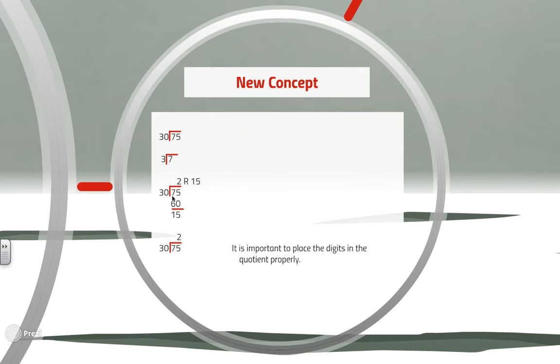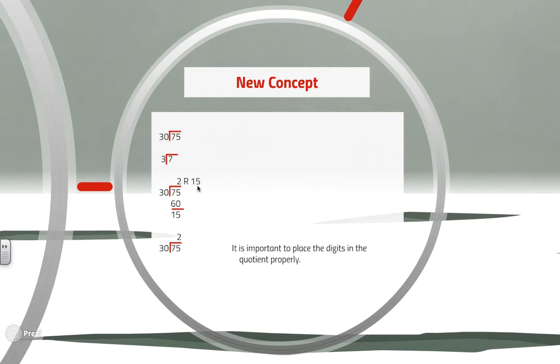Now 30 can go into 75. We're going to try 2 times first, because 3 can go into 7 twice, and so maybe 30 can go into 75 twice. So we do 2 times 30, which is 60, and that's what we have here. We subtract and we get 15. Since 15 is smaller than 30, we can't do any more division here, and so that 15 becomes our remainder. So our answer is 2 remainder 15.